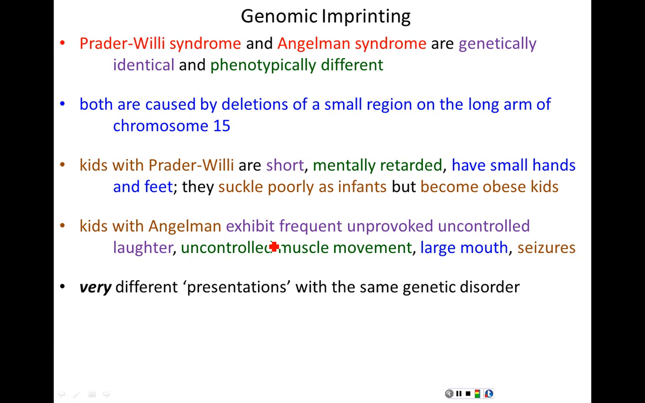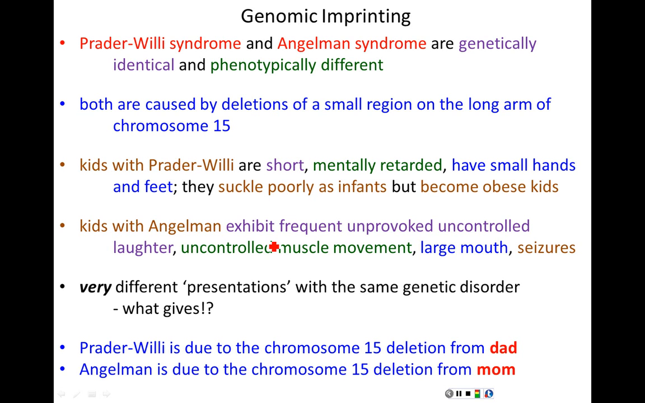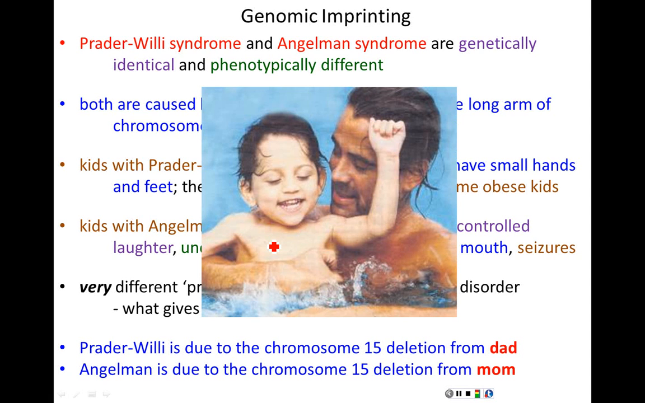What gives? Well, Prader-Willi is due to an inherited chromosome 15 deletion from dad. If dad's chromosome had this deletion on chromosome 15, you have Prader-Willi. Angelman is when that deleted chromosome 15 is inherited from mom. So what affects the syndrome is only the parental origin of the deletion. Some of you may know, some of you may not, but Colin Farrell's child has Angelman. His son has Angelman syndrome.